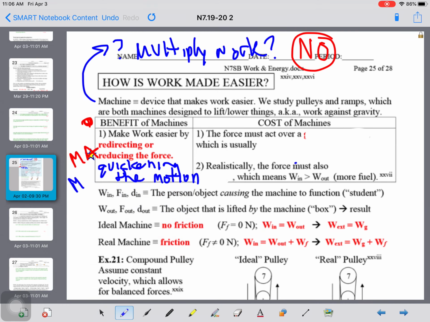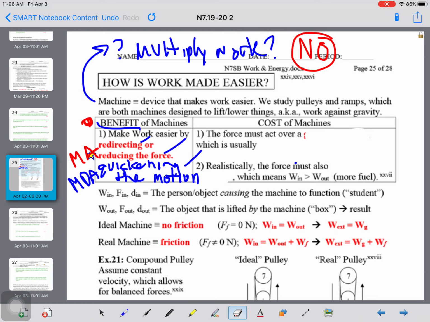Instead, you would call those mechanical disadvantage. And that's still a benefit, of course. It's called mechanical disadvantage because of the number that results, a small number rather than a big number. But it's actually a benefit up here because if you need to quicken the motion of whatever it is that needs to be moved, well, then you've provided a benefit. So the three benefits: redirecting the force, reducing the force, or quickening the motion.